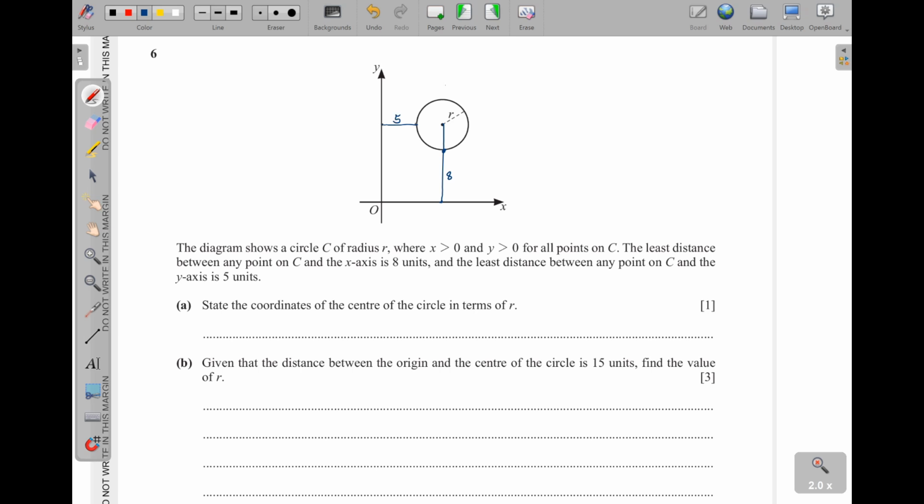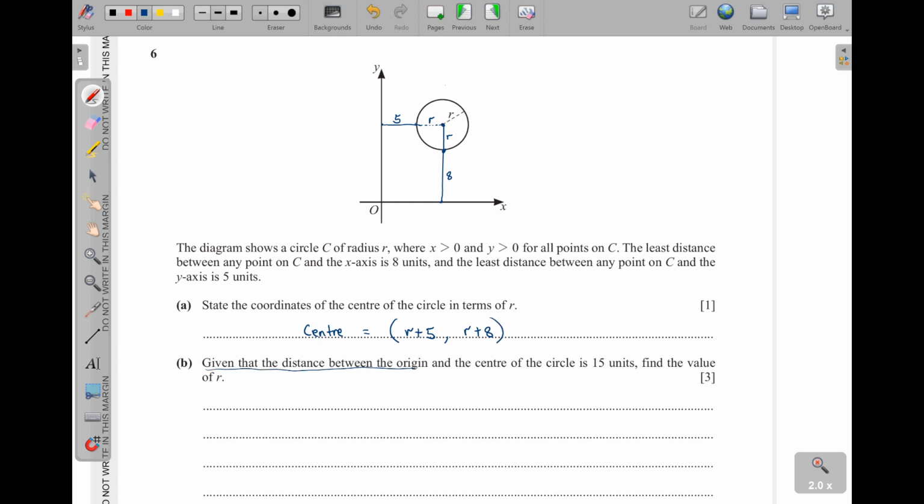Now, of course, from the circumference to the center, that is r. Even this one here is r. So the x-coordinate of the center is going to be 5 plus r, and the y-coordinate is going to be 8 plus r. So we shall have the center equal to r plus 5, comma, r plus 8.